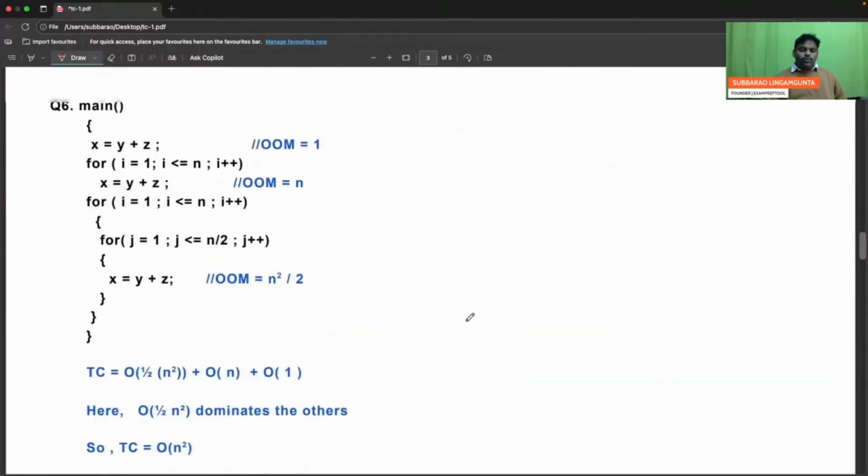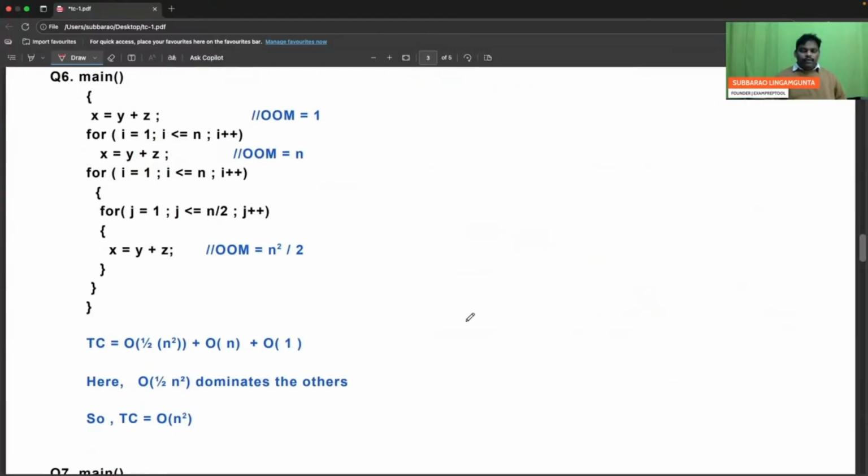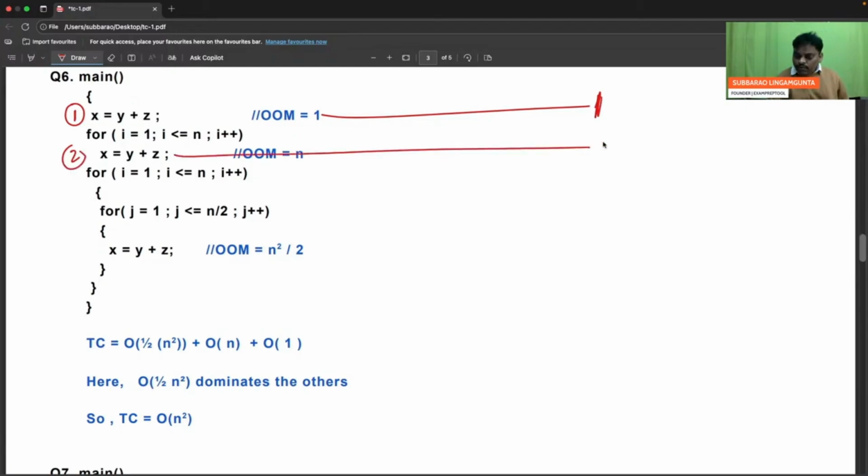Can you see the sixth problem? Everyone concentrate. First of all, identify how many statements are there. Everyone observe the sixth problem. The first statement's order of magnitude is 1. Okay. Second statement: the order of magnitude is n. Now observe the third statement. There is a small change.